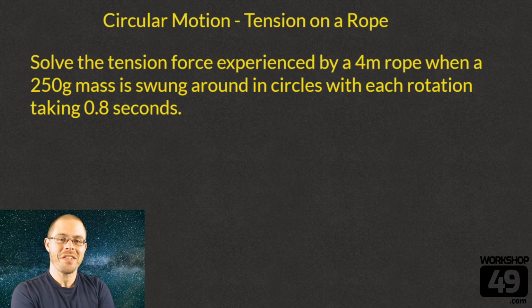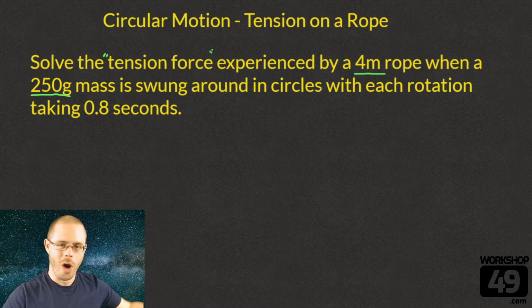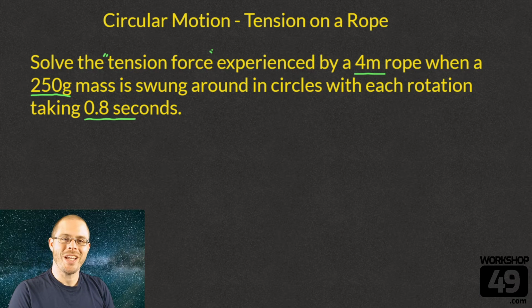Hey everyone! In this video we're going to be doing another circular motion problem. This time it's tension on a rope. We're going to solve the tension force experienced by a 4-meter rope when a 250-gram mass is swung around in circles, over our heads, and each rotation takes 0.8 seconds.